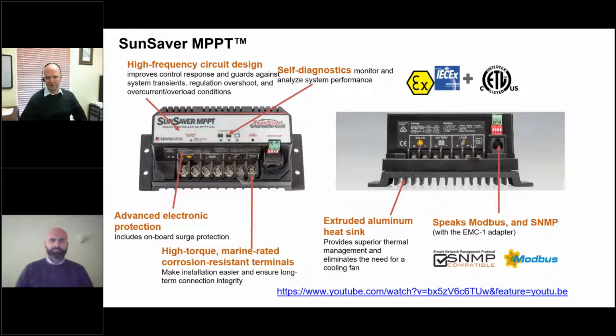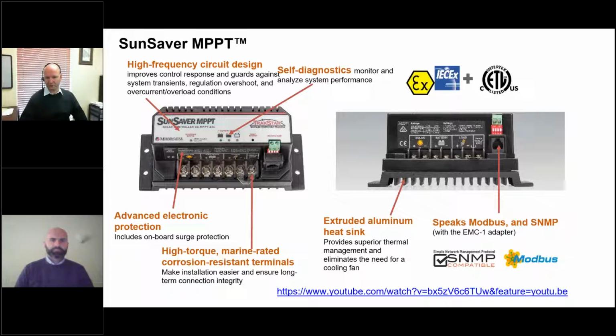Our SunSaver MPPT is a maximum power point tracker, although quite small and compact to minimize space taken up on the back panel. It's a high frequency design, which is what lends itself to the small size, but that also means we have very good control over power. It has features like short circuit protection, reverse polarity, and self-diagnostics built in, all of which can be relayed over the SCADA data that I talked about before.